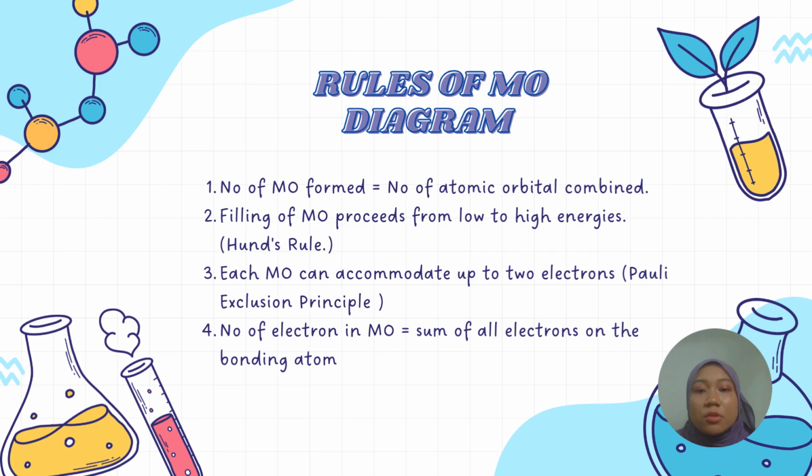If two orbitals have the same energy, electrons occupy them singly first before pairing. This is Hund's rule. And third, one molecular orbital can accommodate only two electrons, and these electrons must have opposite spin, which is from the Pauli exclusion principle. And the last one is that the total electrons present in the molecular orbital diagram is the sum of all electrons contributed by the bonding atoms.